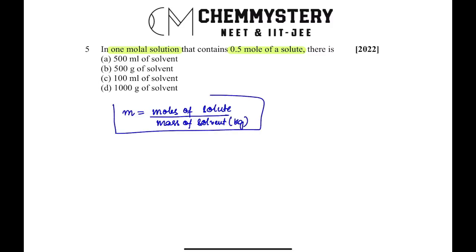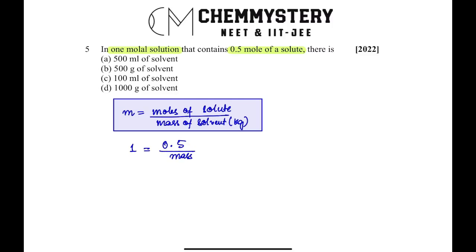This is molality. What molality is given? It is 1 molal. Moles of the solute is also given to you, 0.5. Then divided by mass of the solvent. We don't know the mass of the solvent. Let's take the mass into grams, so we'll divide the mass by 1000.